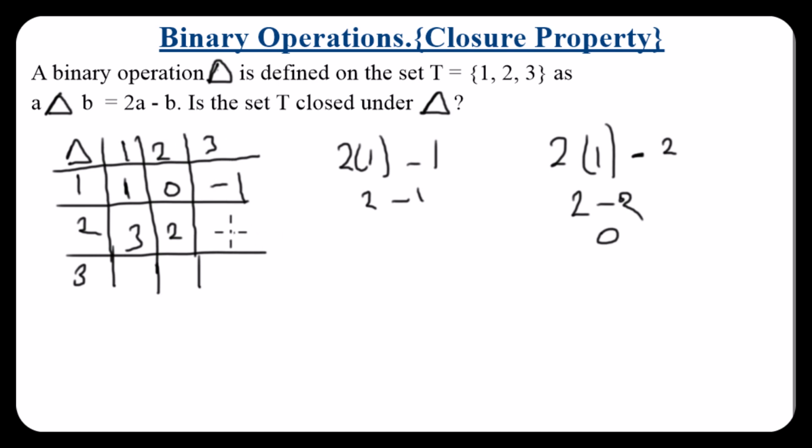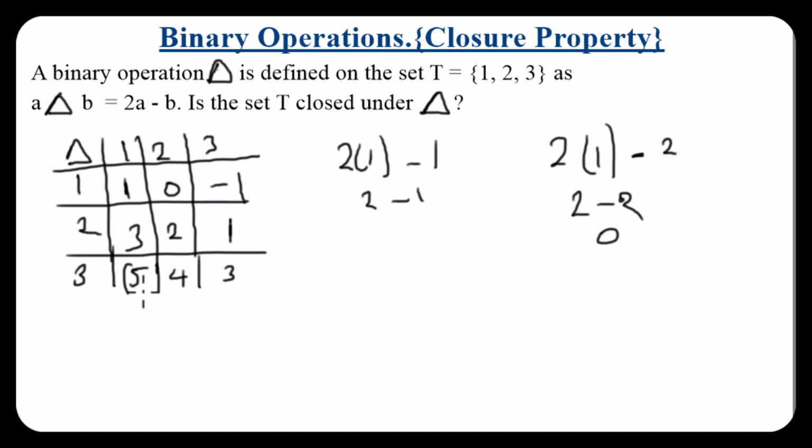4 minus 3. So this is 1. Okay, so 3 delta 1 now. So 2 times 3, 6. 6 minus 1. So that is 5. 3 times 2, 6. 6 minus 2. So this is 4. And then 3 times 2, which is still 6. 6 minus 3. So this is 3.